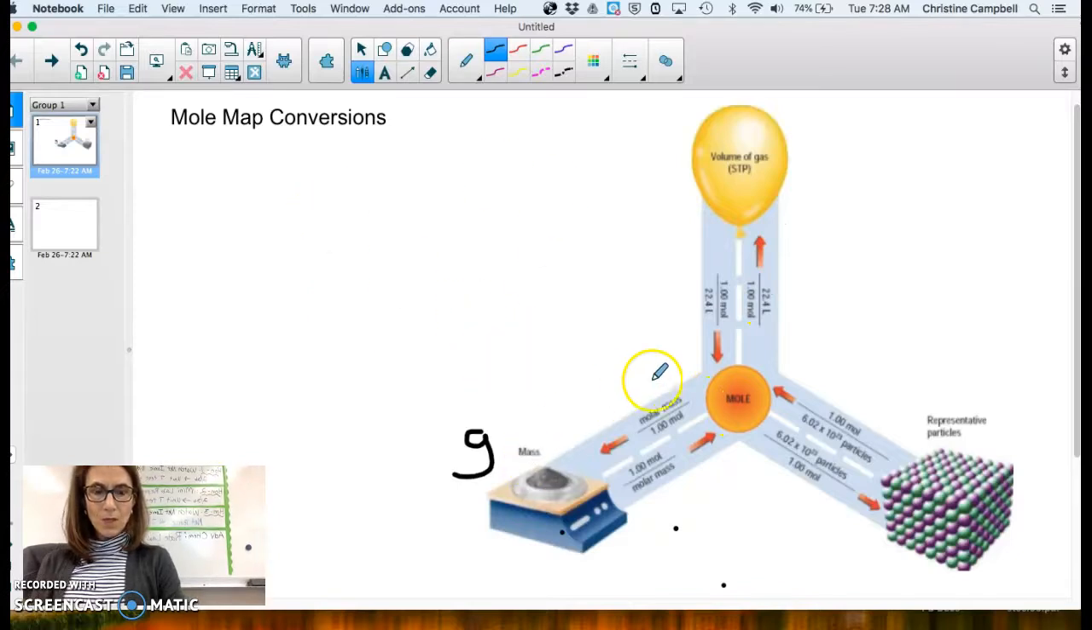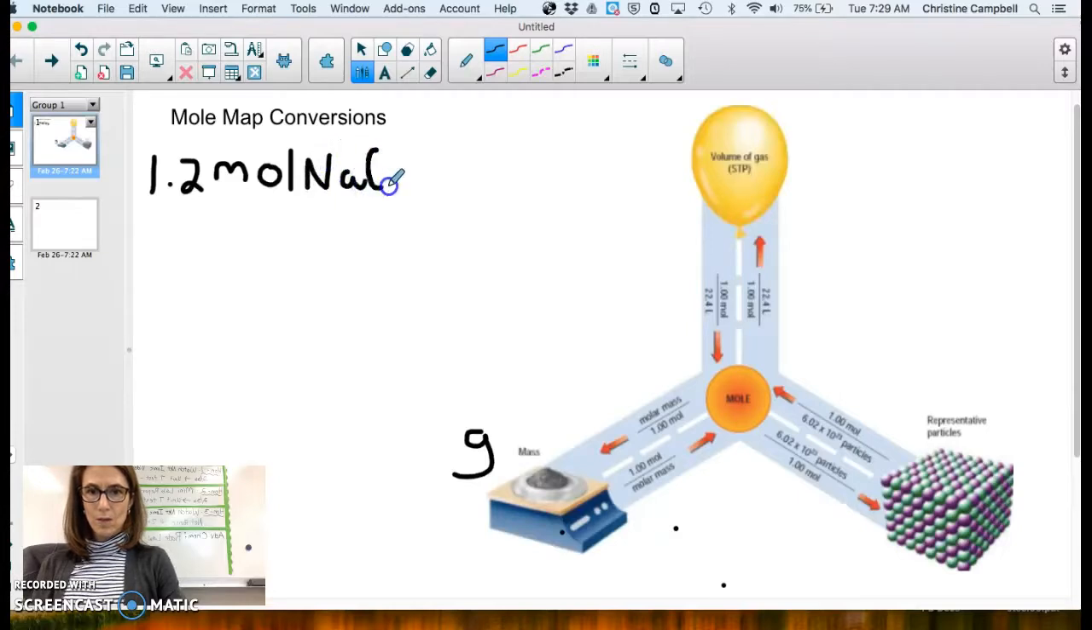So first of all, let's start with our moles to grams. So we're going to start in the lower left-hand corner. And let's say we're going to convert 1.2 moles of NaCl. So the first piece of information that we need about NaCl is we need the molar mass. And to get the molar mass of NaCl, what we need to do is we need to add, I'm getting out my calculator, we need to add our atomic masses from the periodic table for both sodium and chlorine.